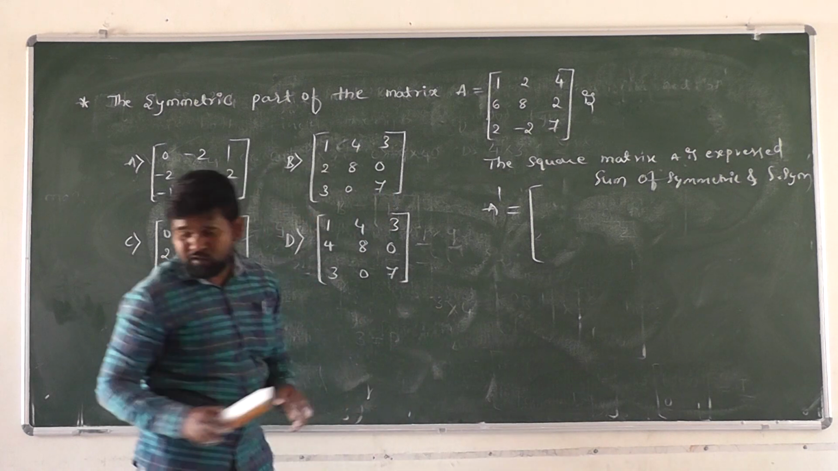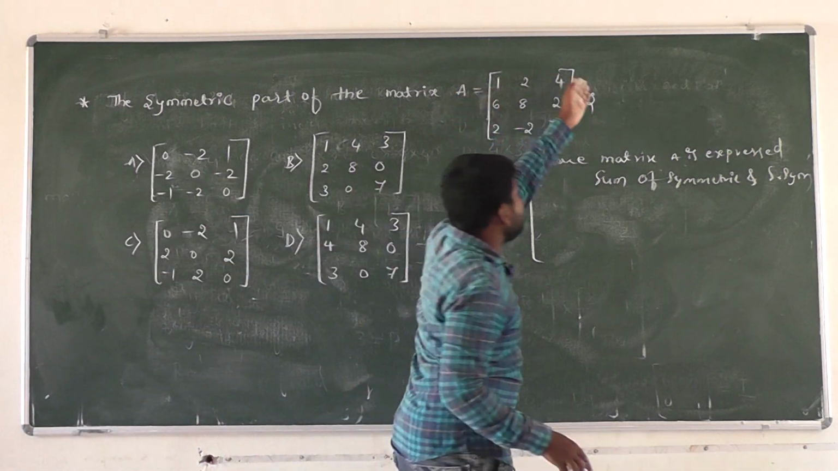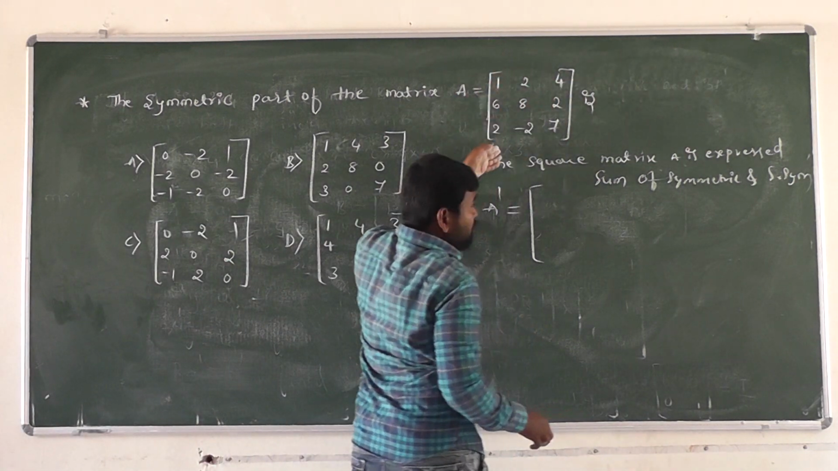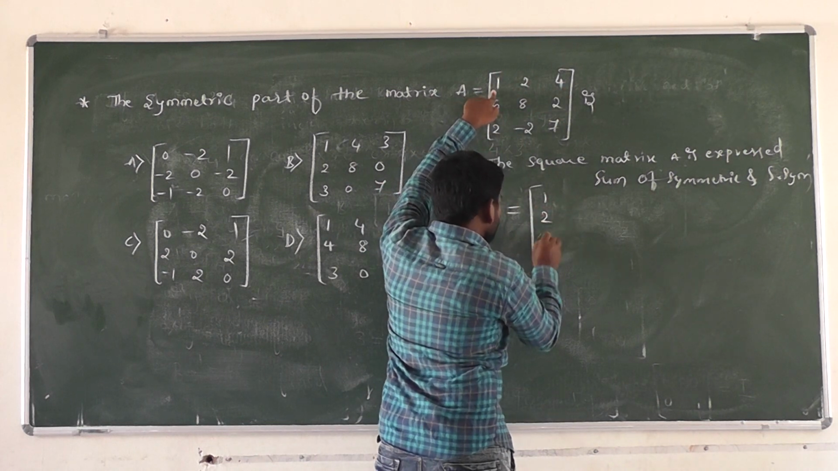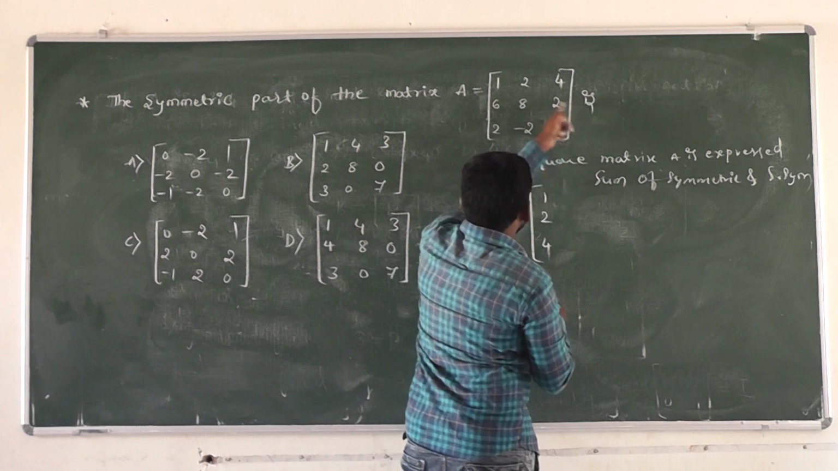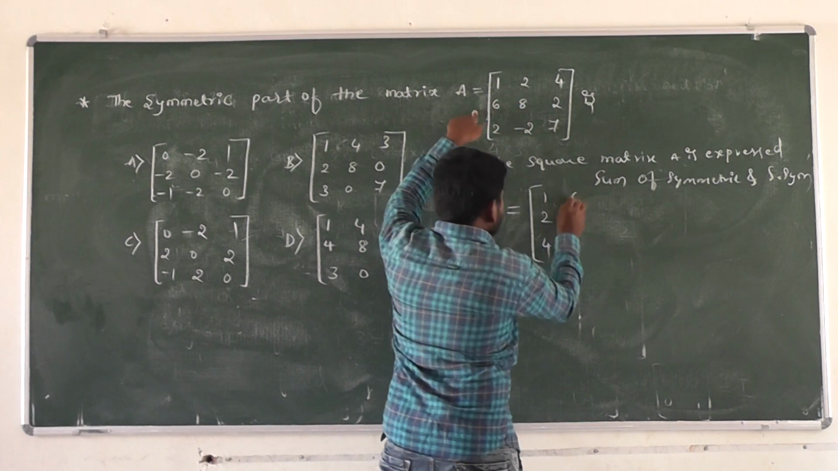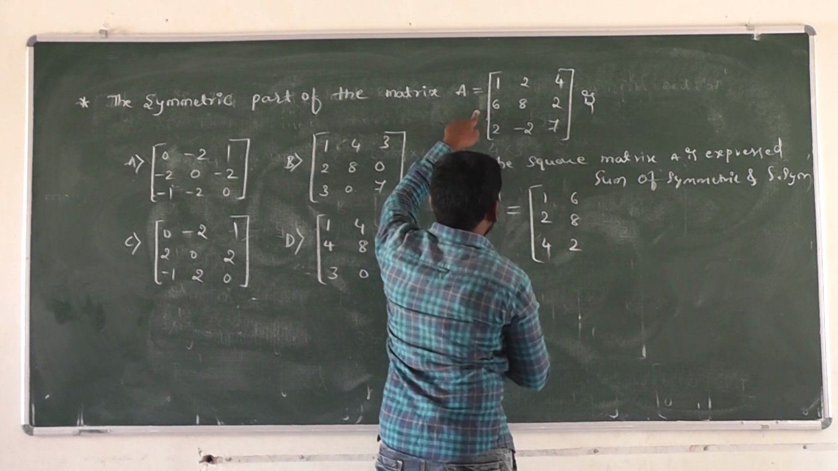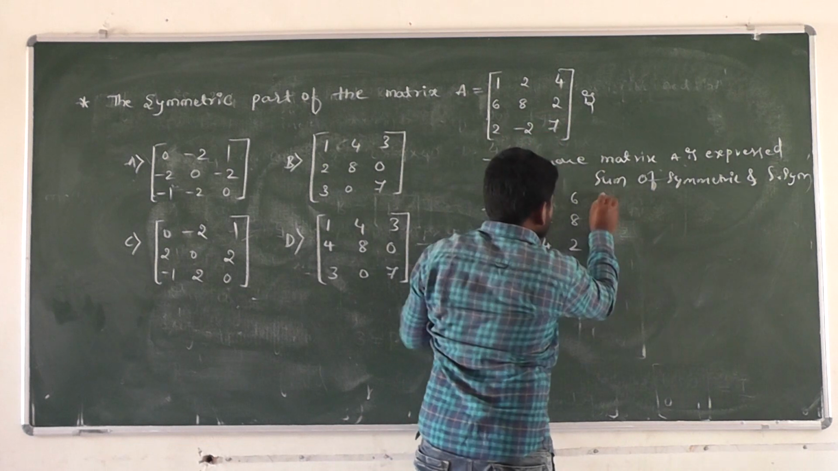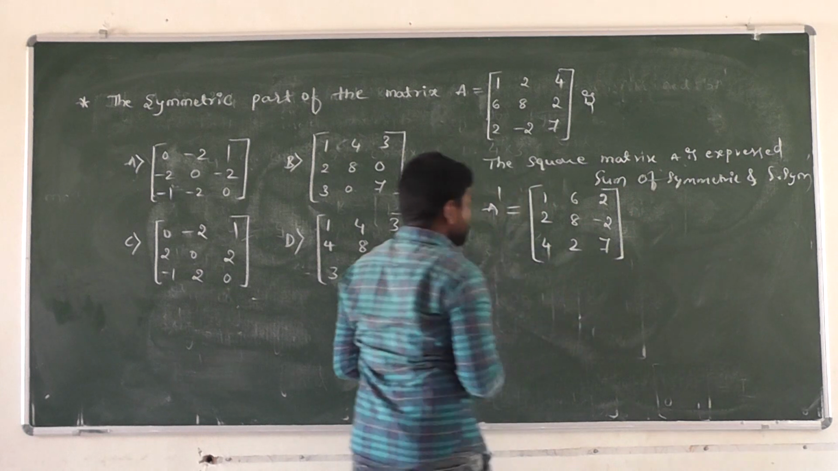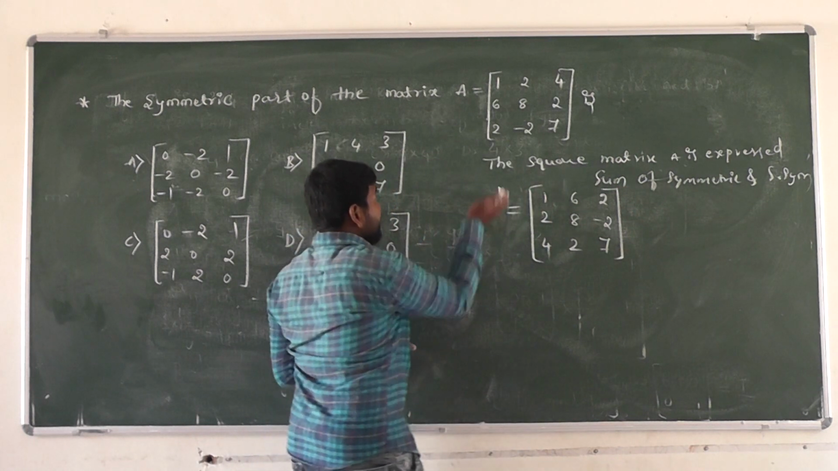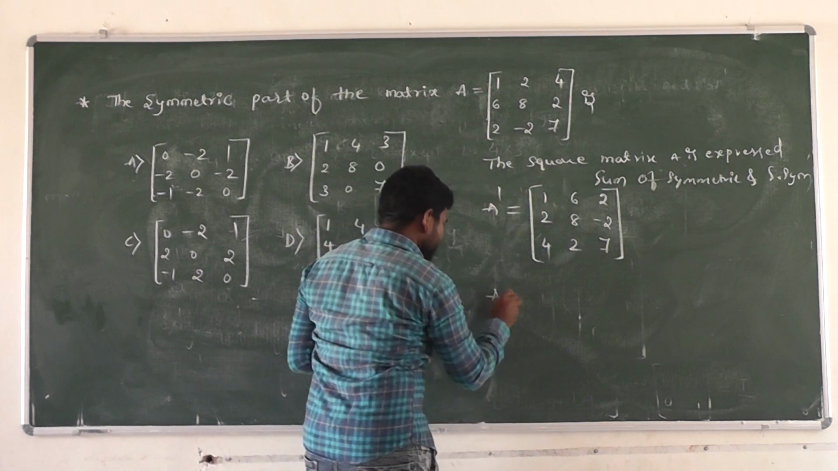Right? What is the transpose of the matrix here? We have to interchange the rows into columns of the matrix. First row we interchange into first column: 1, 2, 4. Next, second row into second column: 6, 8, 2. And next, third row into third column: 2, minus 2, 7. We have to find A transpose. Then we have to add A plus A transpose divided by 2.